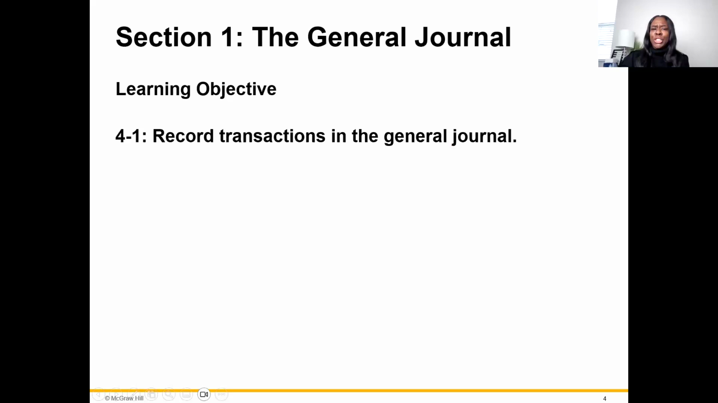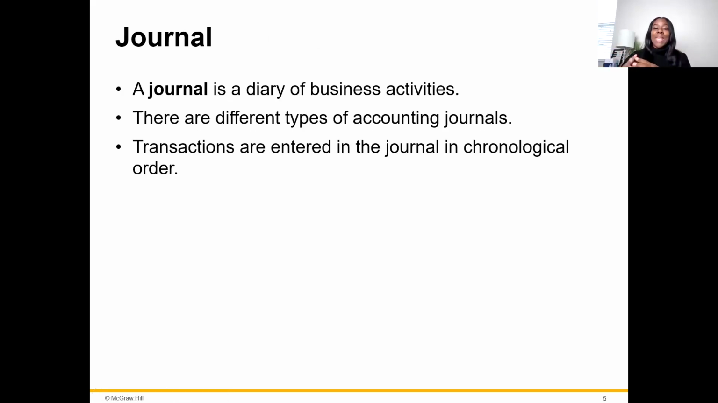So recording transactions in a general journal. A journal is like a diary of business activity. Businesses have different transactions that occur. There are different types of accounting journals. Transactions are entered in the journal in chronological order, so date order.